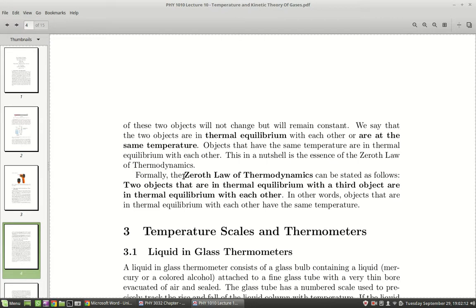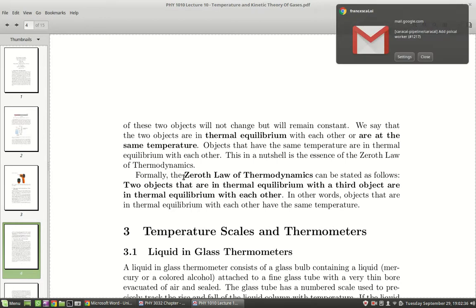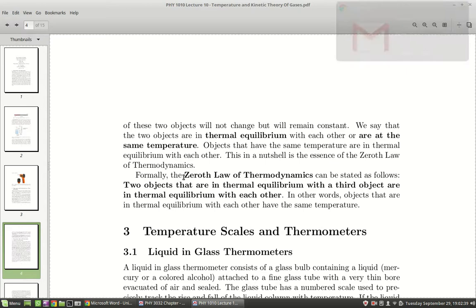It says: 2 objects that are in thermal equilibrium with a third object are in thermal equilibrium with each other. Now, thermal equilibrium basically involves a condition where the temperature of the thermometer becomes steady, becomes constant. If you get a thermometer, you put that thermometer in your armpits.